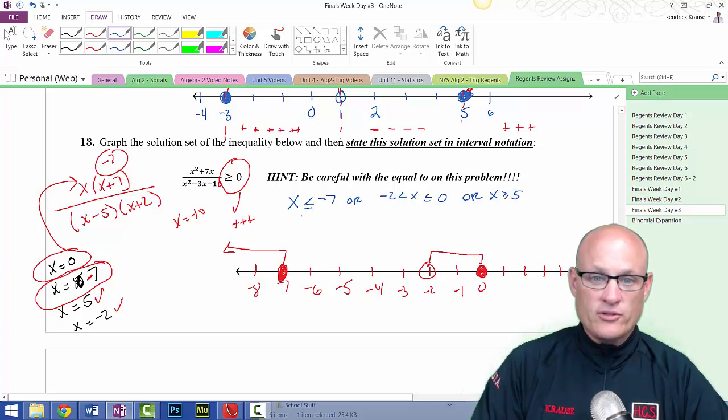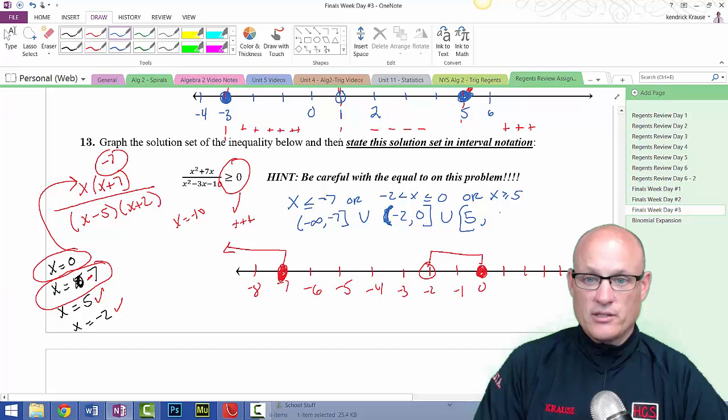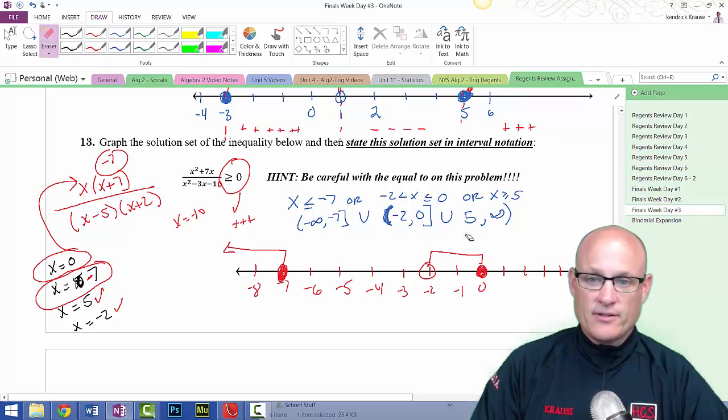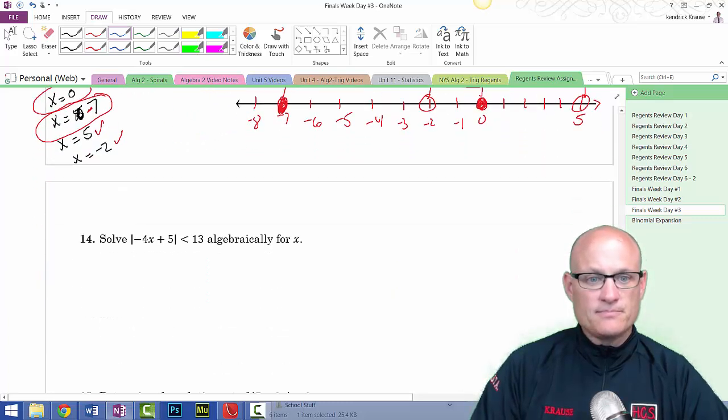Now in interval notation, negative infinity to negative 7, inclusive, union, negative 2 comma 0, inclusive for the 0, union, 5, inclusive, comma, infinity. Oh, wait, no, 5 makes a problem. I can't have a 5, so I can't have a solid circle. That means this has to be a parenthesis. All right. Ooh, that was a pain in the neck.